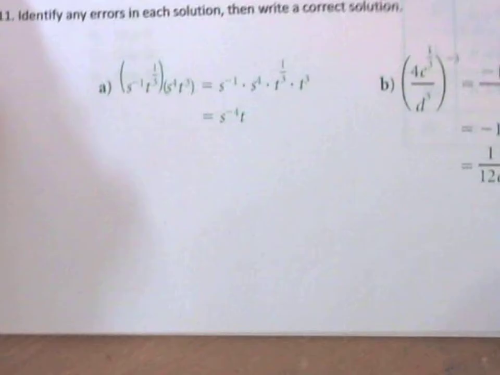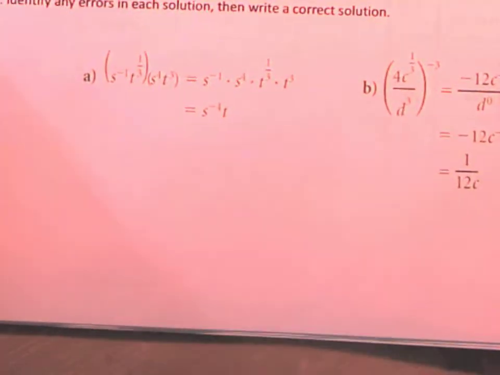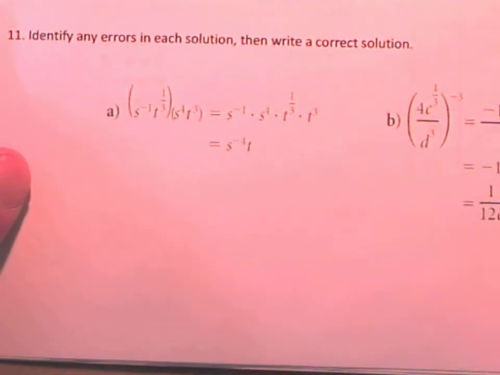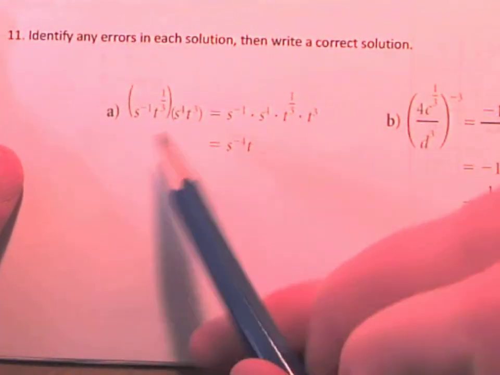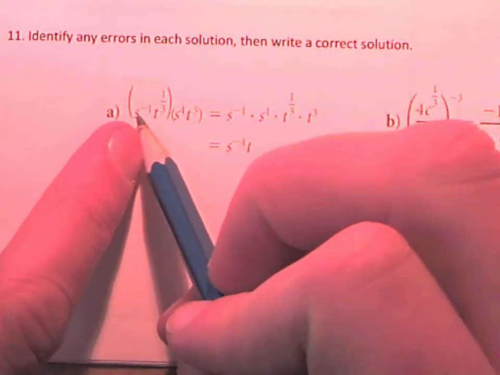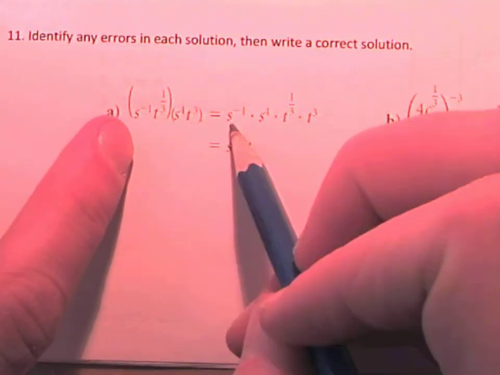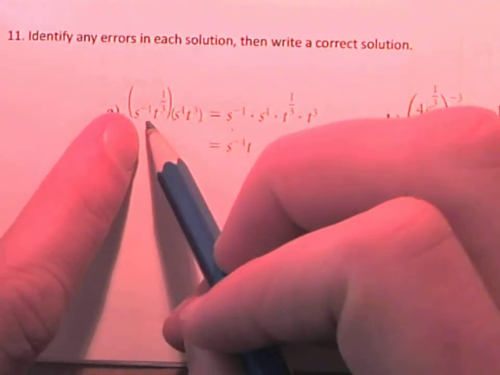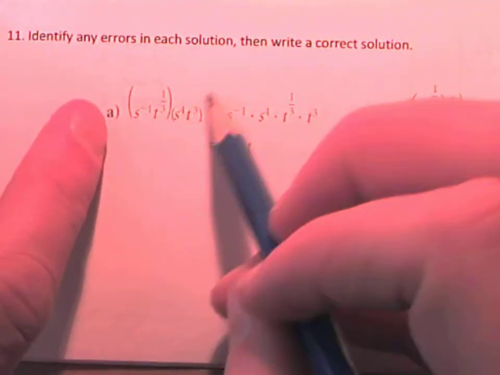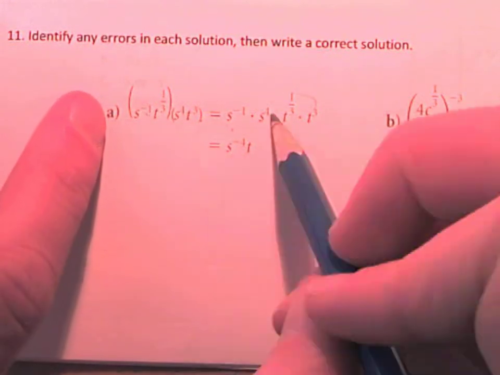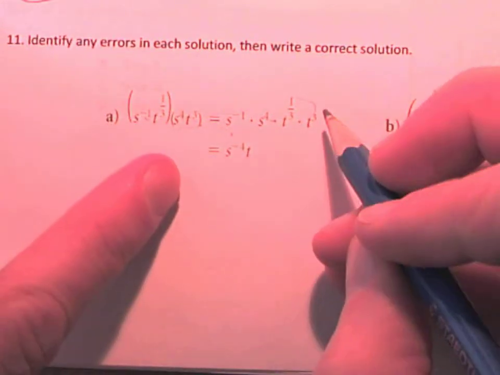Okay, let's go to 11 now. Identify any errors in the solution, then write a correct solution. When I see this, let's see what they did each step. So they start with this, and then they just write s to the negative 1 again, s to the 4 beside it, t to the 1/3 t cubed. So that step is correct from here to here. They didn't do anything, they just moved things around.